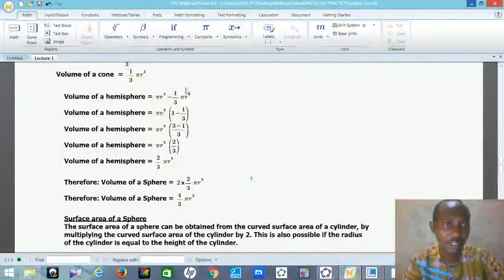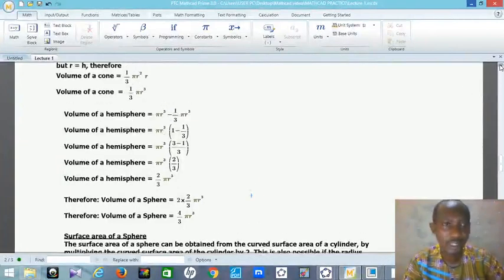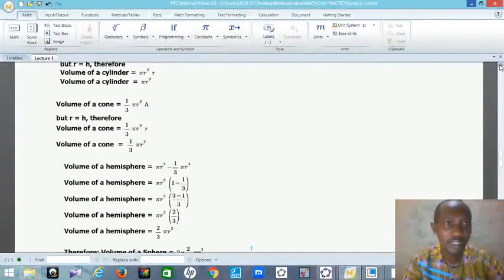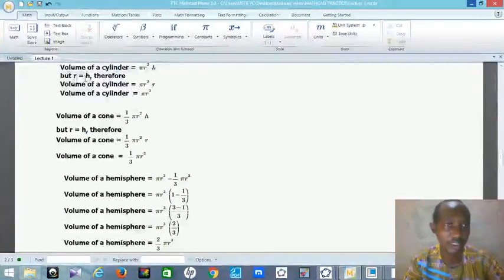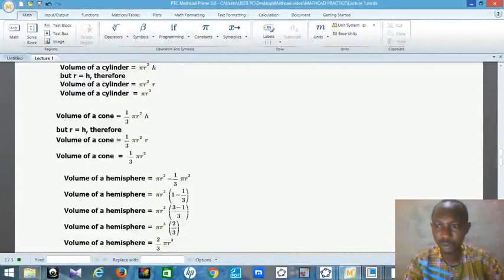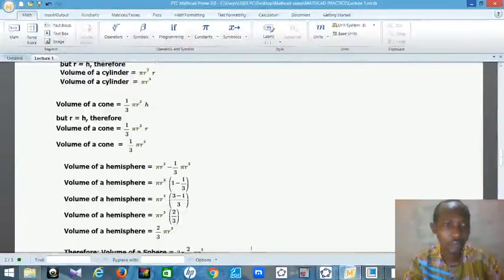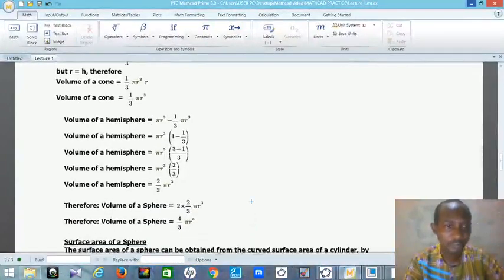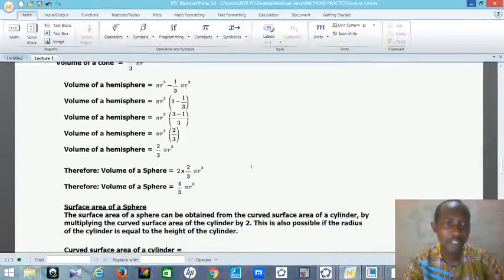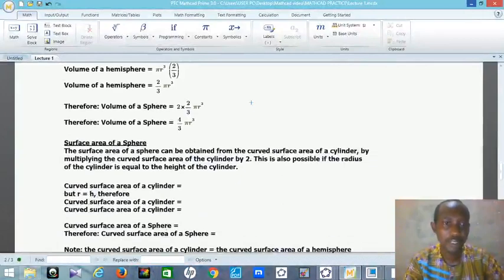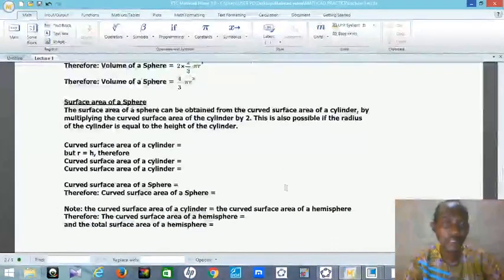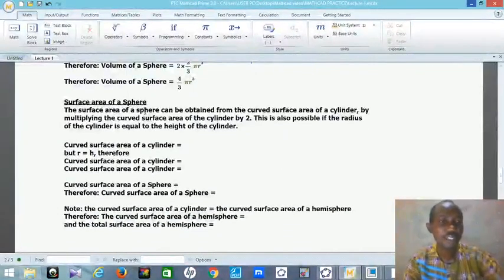Then just replace the height with the radius. You can see it, replace height with radius. That is all you need. And subtract and solve down. You will get your volume of the hemisphere. Then from there you get your volume of a sphere. Take note of that. Then how do you get the surface area of a sphere?